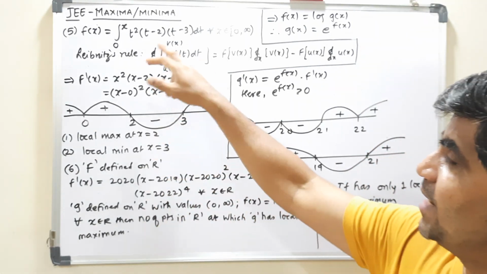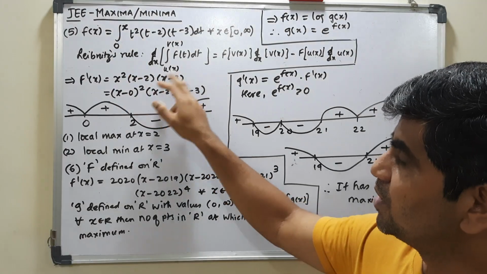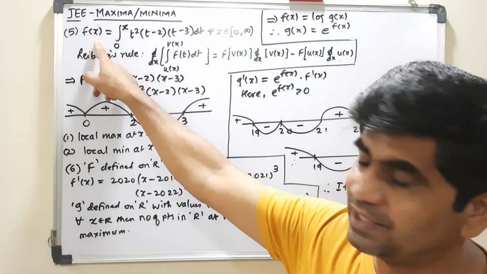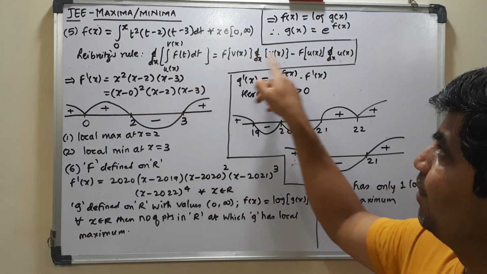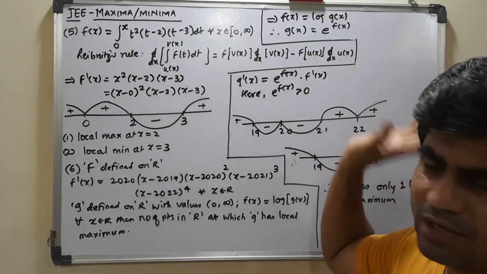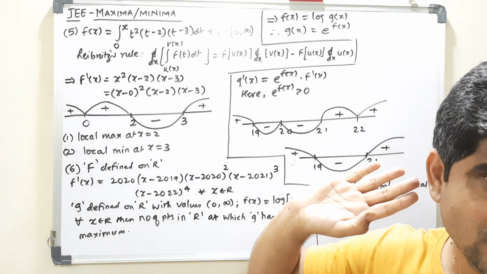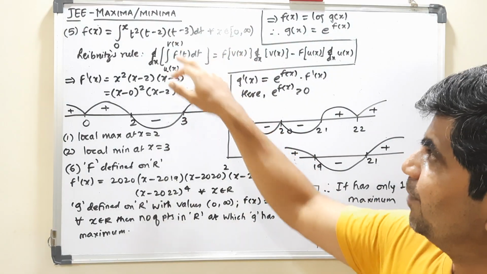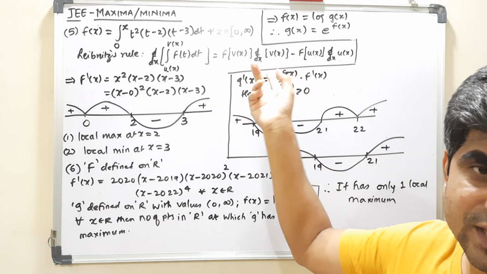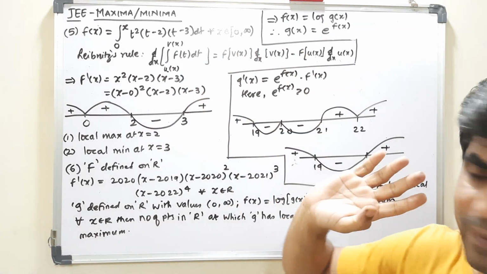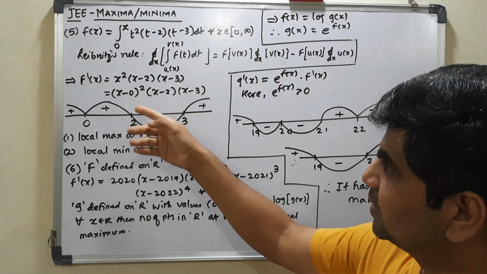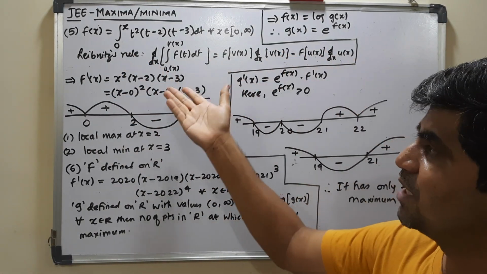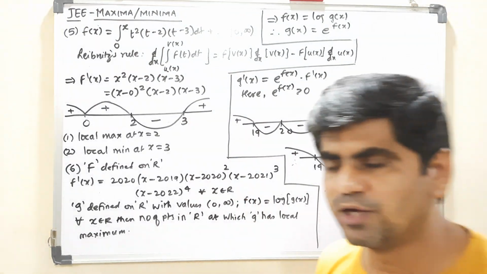As I told you, why did I use Leibniz here? This is very clearly understood with Leibniz, because you get f dash x very easily with this. This is your Leibniz rule, written in very short, very simple language. It is function of upper limit into derivative of upper limit minus function of lower limit into derivative of lower limit. So this being 0, this second part does not come, only this part comes, then we can use the wavy curve method.